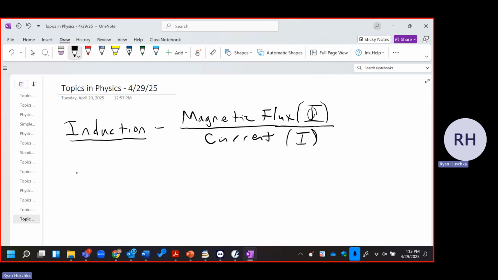So we got magnetic flux. Remember what our magnetic flux is? It is a magnetic field times an area. And we'll just leave it at that if we just say it's the perpendicular component, so we leave off the cosine part. So we think about what the units would be for that. We would have, say, a Tesla times a meter squared.